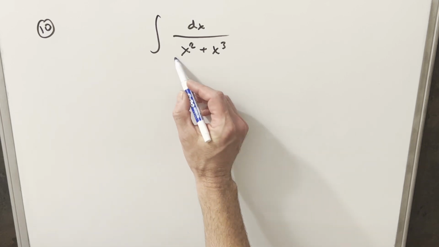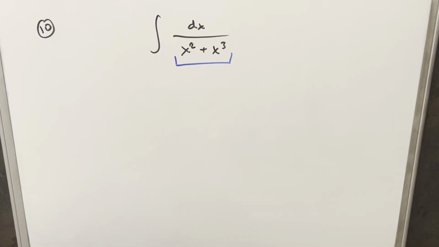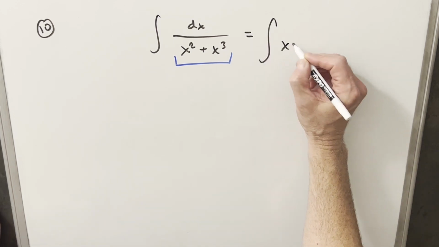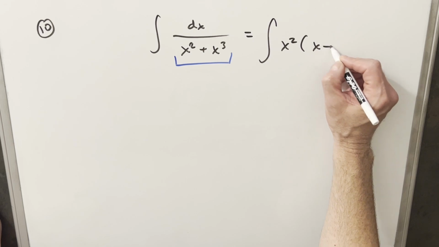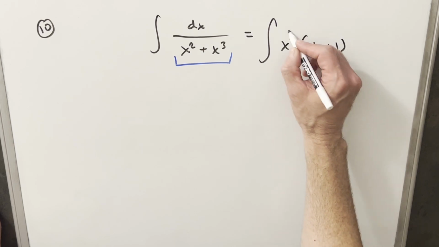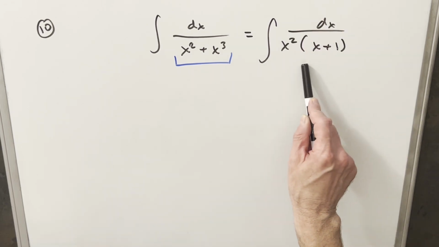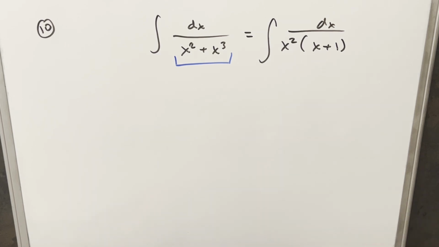Okay, the first thing I'm thinking about is that we need to do something with this denominator, like probably factor it. So what I think I'm going to do is let's just factor out an x squared from this. So when I do that, we just have x squared times x plus 1. So let's do partial fractions on this, and we can use the cover-up method to get some of our values.